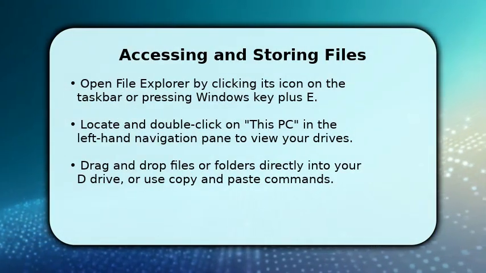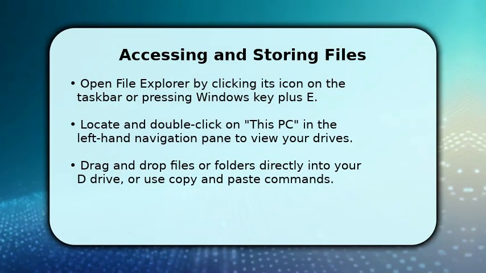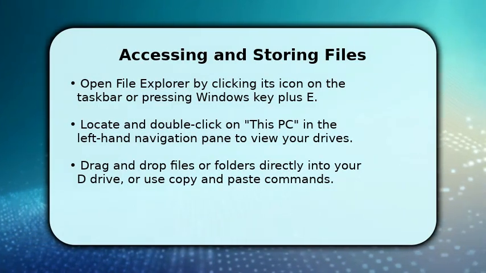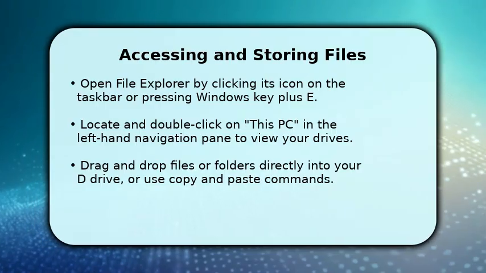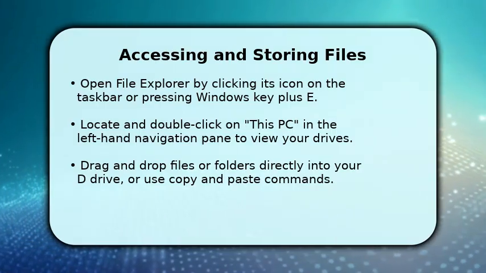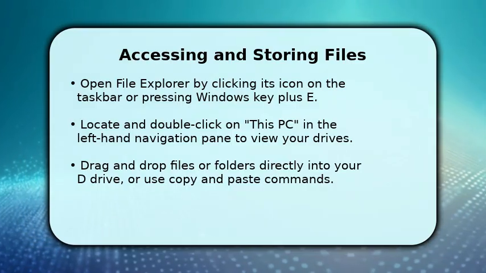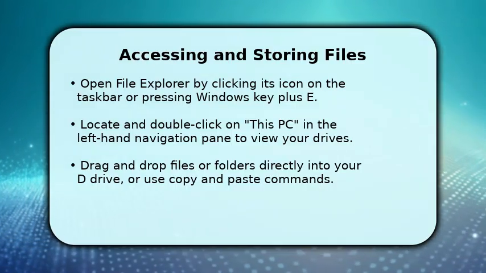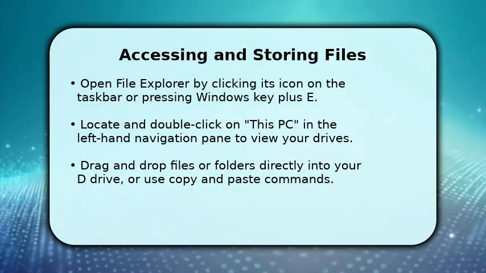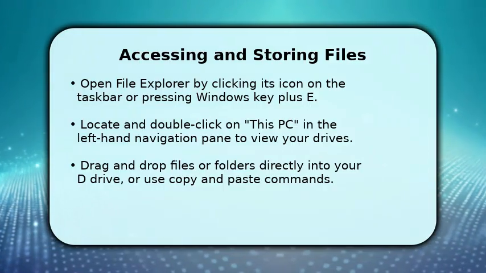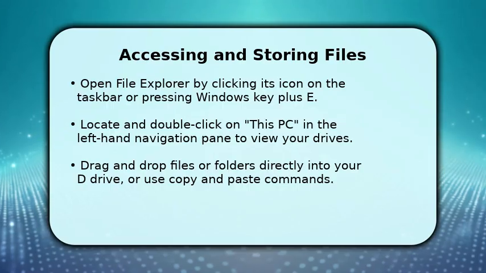To begin using your D drive, first open File Explorer. You can do this by clicking the folder icon on your taskbar or by pressing the Windows key and the letter E simultaneously. Once open, navigate to This PC on the left side. Here, you will see your D drive listed. Simply double-click it to open, then drag and drop any files or folders you wish to store there. Alternatively, use the familiar copy and paste method.